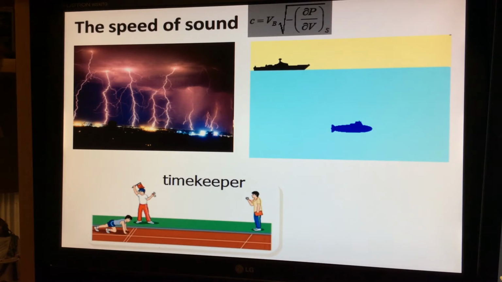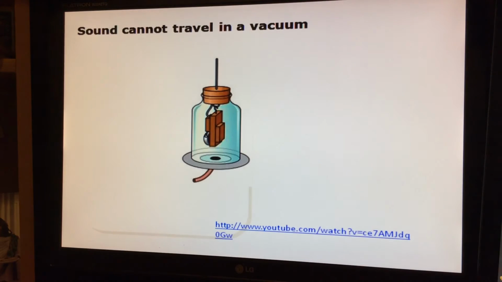So the equation that we really are interested in deriving here is C, which is the speed of sound, is given by this expression here. And I don't want you to get confused with the letter C and the speed of light. We are talking about speed of sound here, and so C is just the speed of sound. So I'm just going to go directly into the derivation, but you can see that it is V sub B, which is the specific volume of the fluid, multiplied by the square root of this partial derivative at constant entropy. And that's what I'm going to do now.